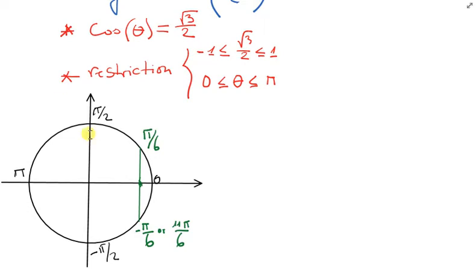Okay, now that we've drawn our unit circle, as you can see, we have two angles representing the value of square root of 3 divided by 2. Those values are pi divided by 6 and minus pi divided by 6, or 11 pi divided by 6. 11 pi divided by 6, you can get it like this.